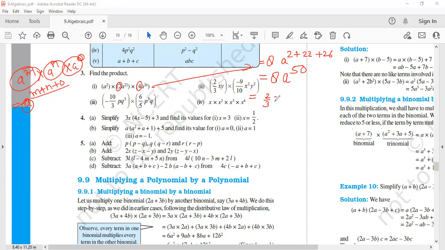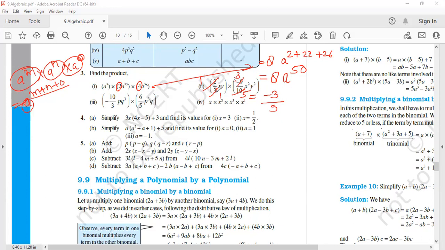Now, second question, second part I'm doing. Look at there, 2 upon 3 xy into... I just simplify this one, because the question is already there. Why should I write it again? 2 1s are 2, 2 5s are 10, right? And 3 1s are 3, 3 3s are 9. That means in the numerator minus 3 is there, and the denominator, that is 5.